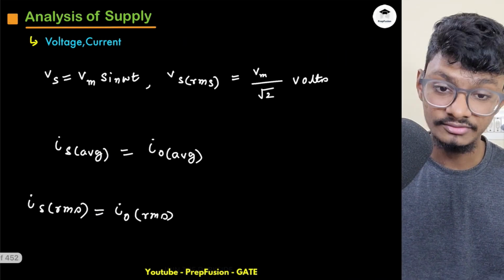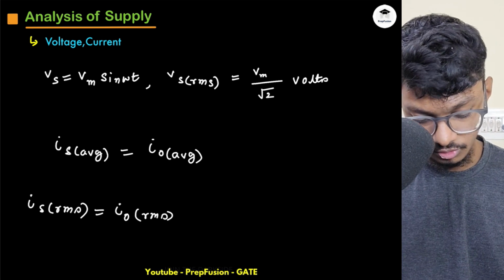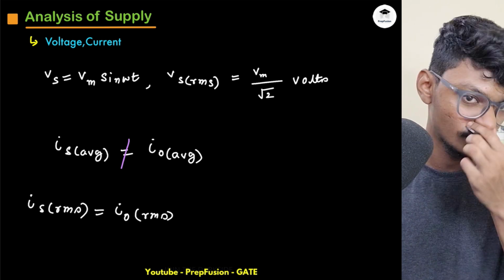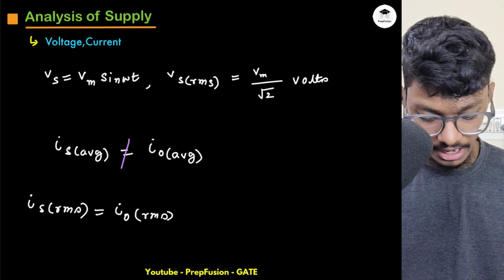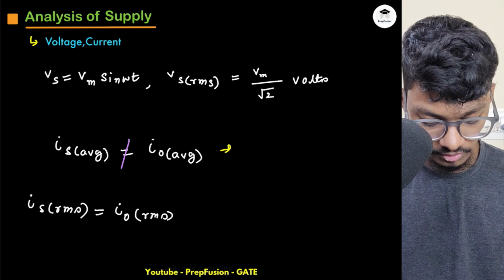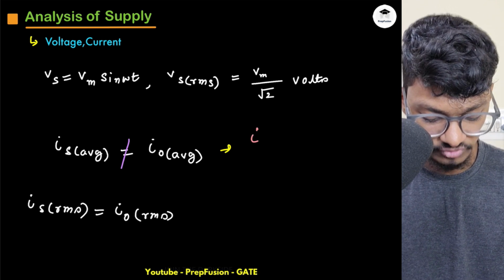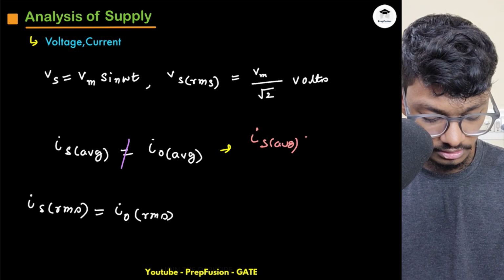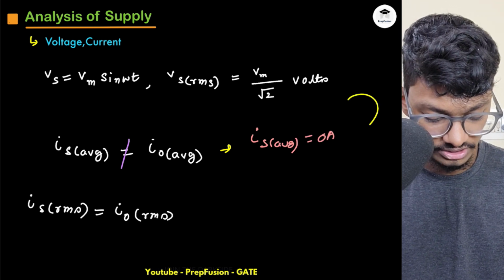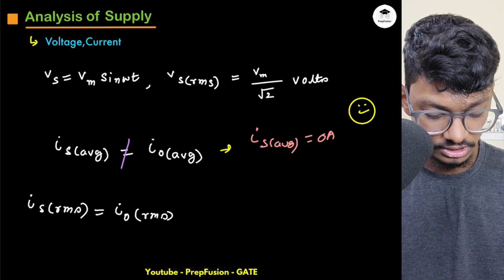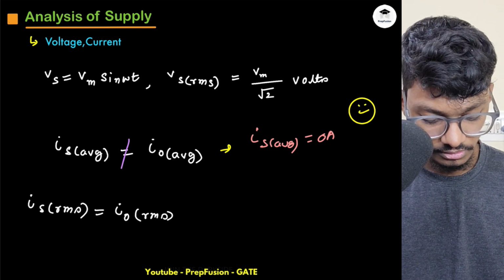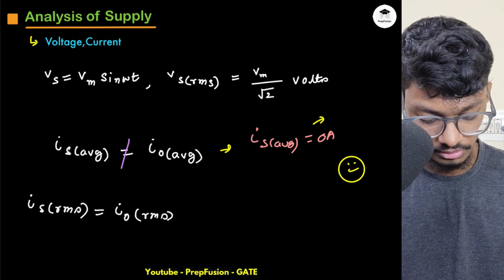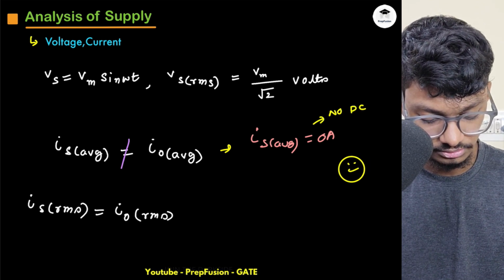And voltage and current for the supply: again, the source average current won't be equal to the average load current. Obviously the source RMS voltage will be Vm by root 2. This is independent. And again I am happy. Why am I happy? Because if you just see the graphs, my IS average will again come out to be 0. So there is again no DC component. That's why we use this, because this doesn't give any harmonics to the supply end.